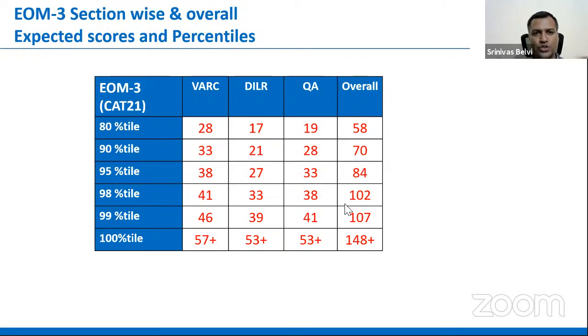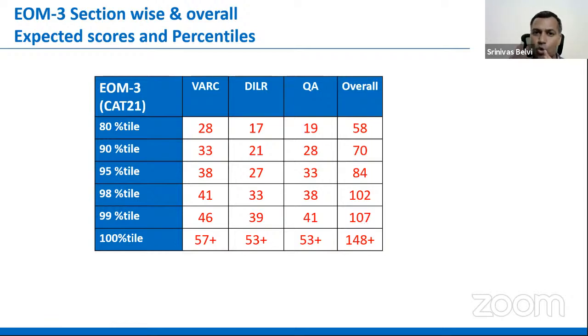Now think about somebody who wished to get about 98 percentile, which is a cutoff for most of the top tier schools. If you add up those numbers, 41 plus 33 is 74, and 74 plus 38 becomes 112. Required for 98 percentile is 102. So 41 plus 33 plus 38 is 112, but you need only 102 to get 98 percentile. In fact, 112 could be somewhere about 99.3 percentile. That's how the dynamics would change.